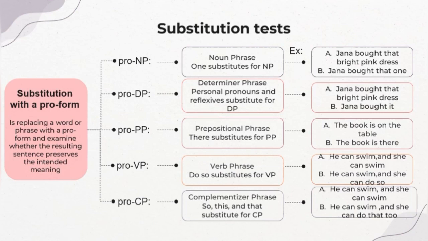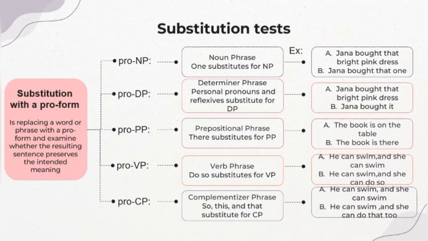For example, Jana bought that bright pink dress. It will be Jana bought that one. In the pro-determiner phrase, the personal pronoun substitutes for the determiner phrase. For example, Jana bought that bright pink dress. It will be Jana bought it. In the pro-prepositional phrase, the word there substitutes for the prepositional phrase. For example, the book is on the table. It will be the book is there.